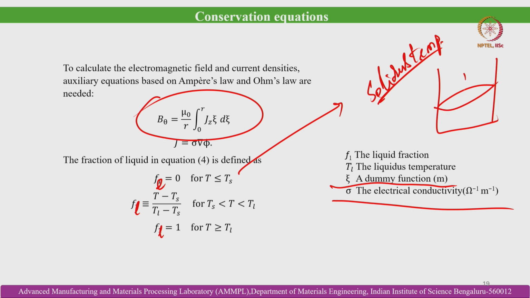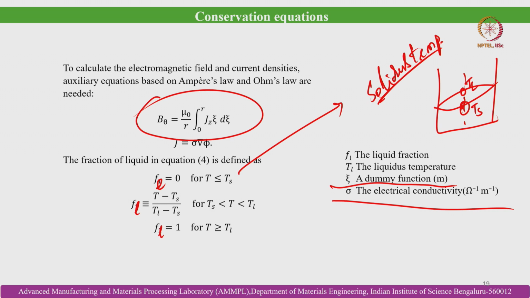So, you can see that the top temperature is TL, the liquidus temperature, and this one is Ts, the solidus temperature, and in between there is a mushy region. In the mushy region we are concerned about the liquid fraction, because here we are talking about the formation of the melt pool. So FL is equal to 0 when the temperature is below or equal to Ts, and when the temperature rises, the liquid fraction generates.